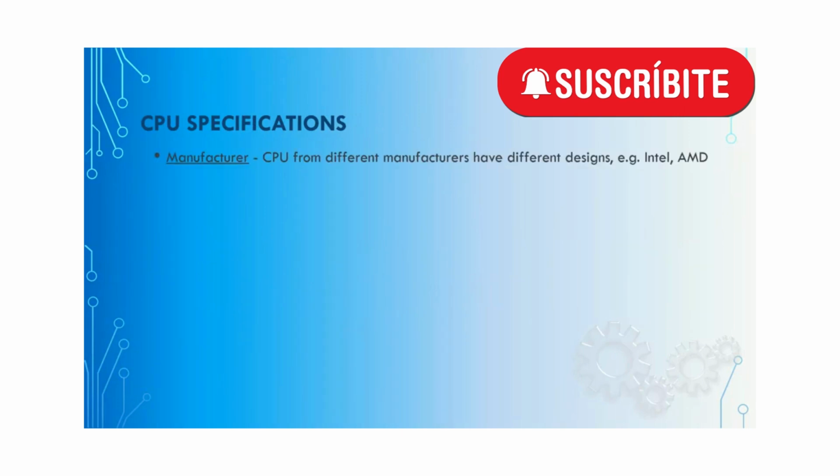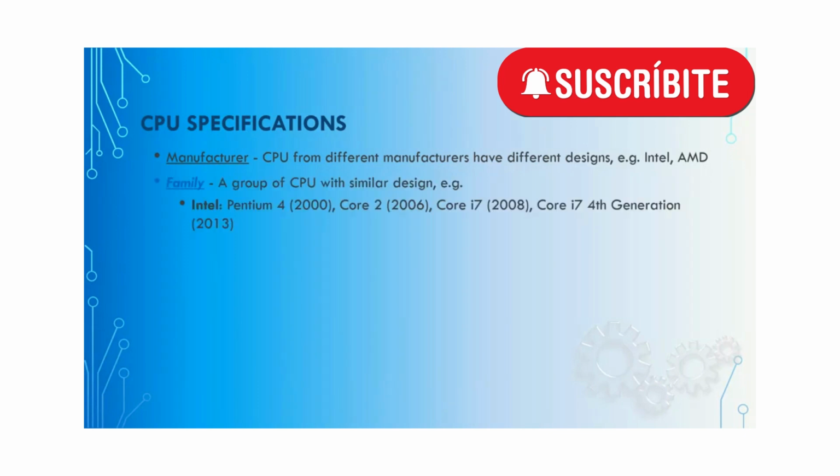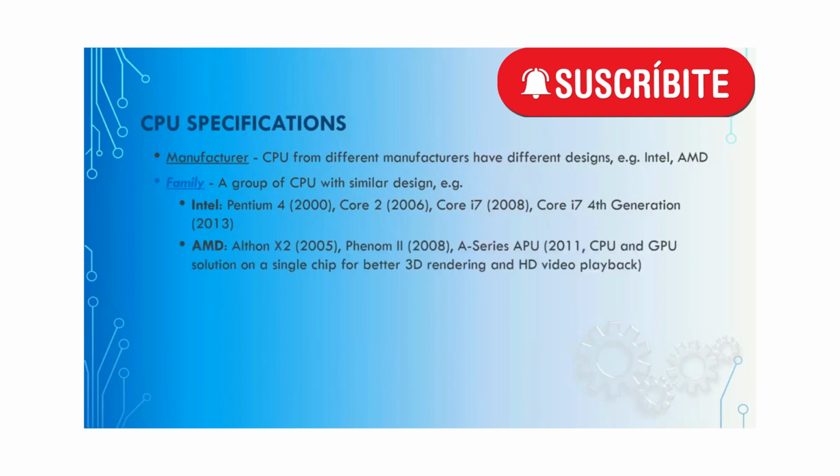So CPUs from different manufacturers can have different designs. For example, they can come from Intel or AMD. A family of CPUs means a group of CPUs with similar design. So for Intel, we can have Core i7, Core i5, or Core i3. For AMD, they have the A-series APU, which is a combination of the CPU and GPU, the graphics processing unit, on a single chip for better 3D rendering and video playback.